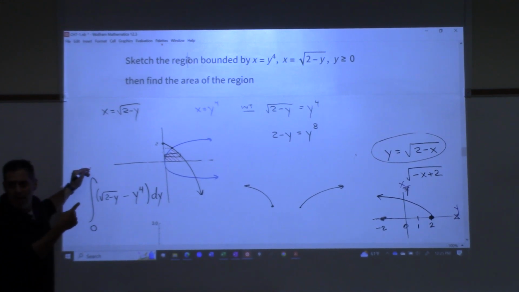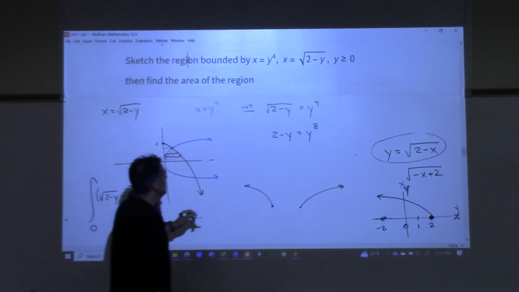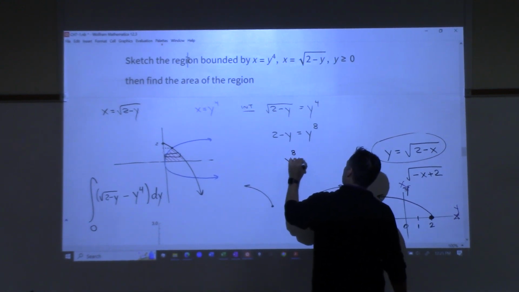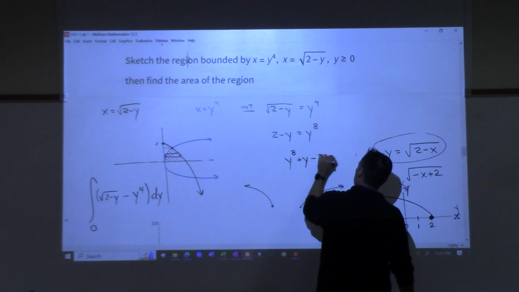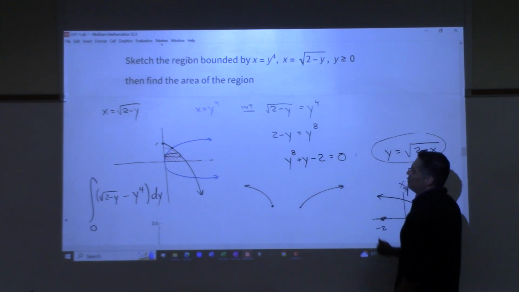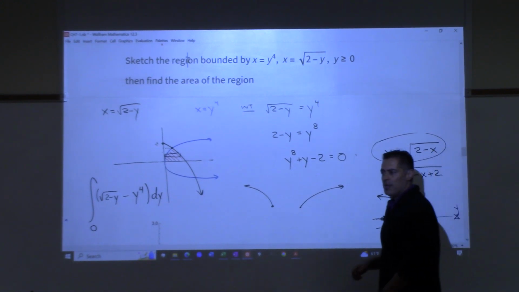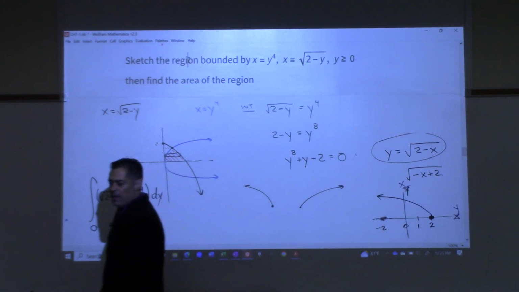That is not a quadratic though, right? This looks like y to the eighth plus y minus 2 equals 0. Just move everything to the right-hand side. And then that's not a quadratic, right? And we don't have a clean method for this, right? We don't have a clean method.